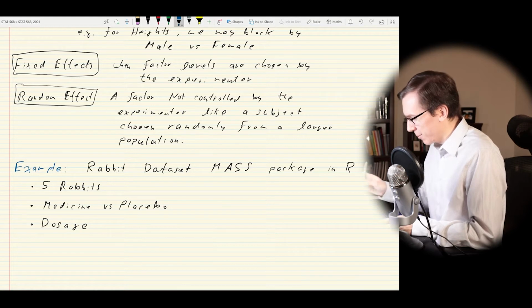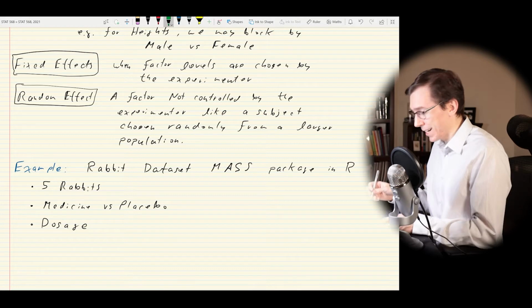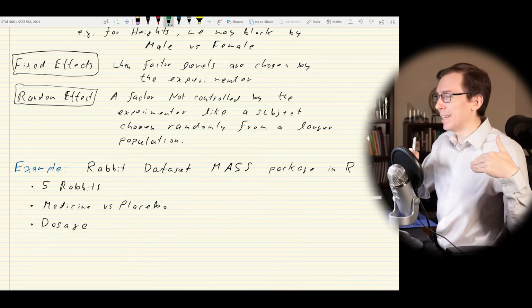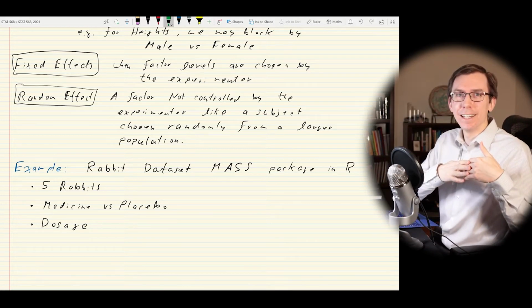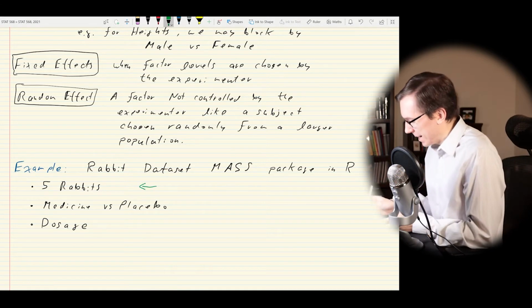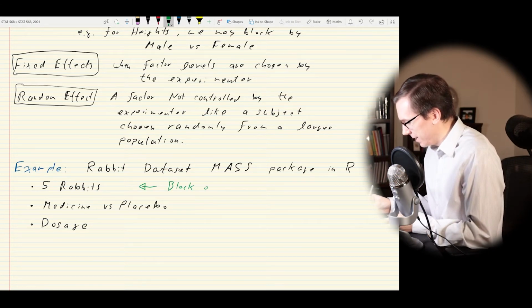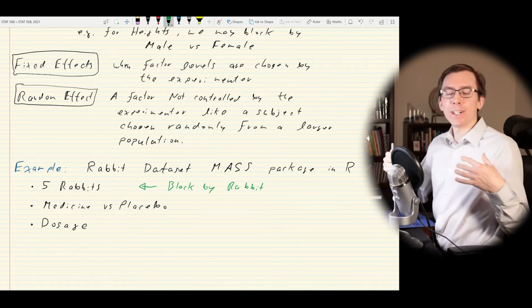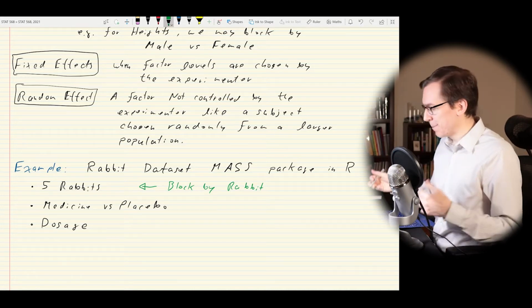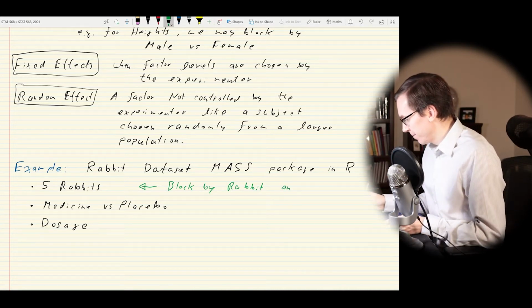In this case, the rabbits themselves, because each of the 5 rabbits is getting all of the different treatments, can be thought of as sort of a block by rabbit. But alternatively, you can also think of it as a random effect.